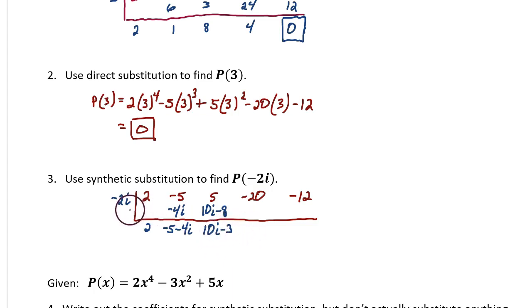10i times negative 2i is negative 20i squared, but that makes 20. And negative 3 times negative 2i is positive 6i. When you combine these together, it makes 6i. 6i times negative 2i is negative 12i squared, but that makes positive 12. And adding these together, the result is 0. Again, this very last number is the value of p when inputting negative 2i.